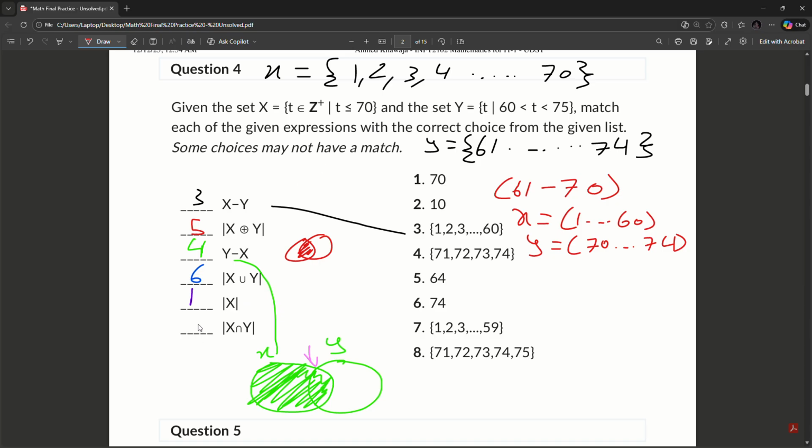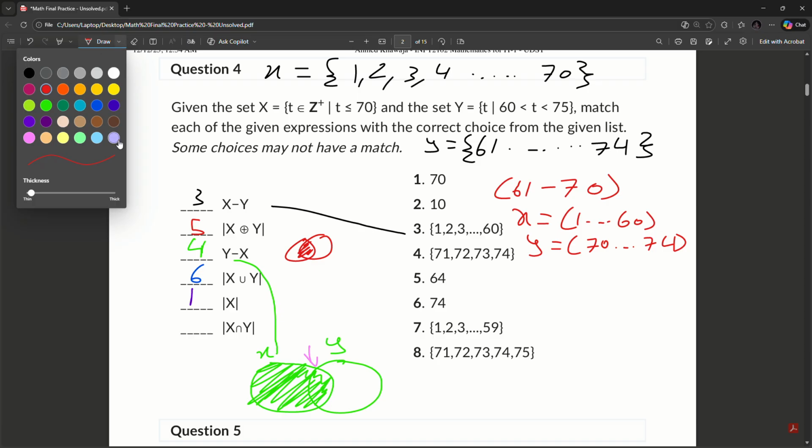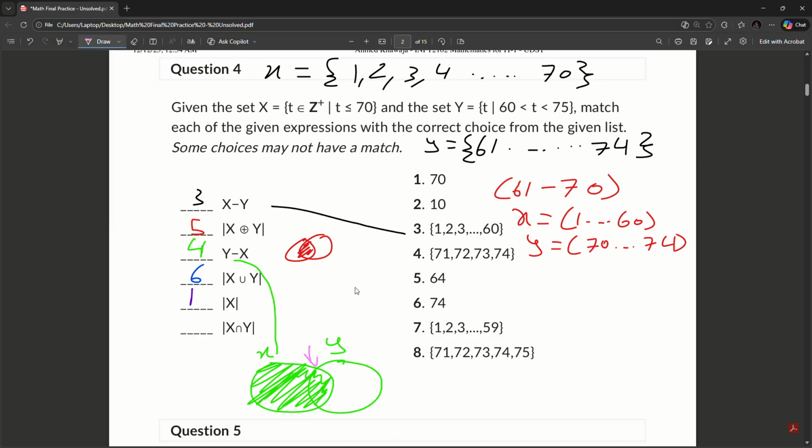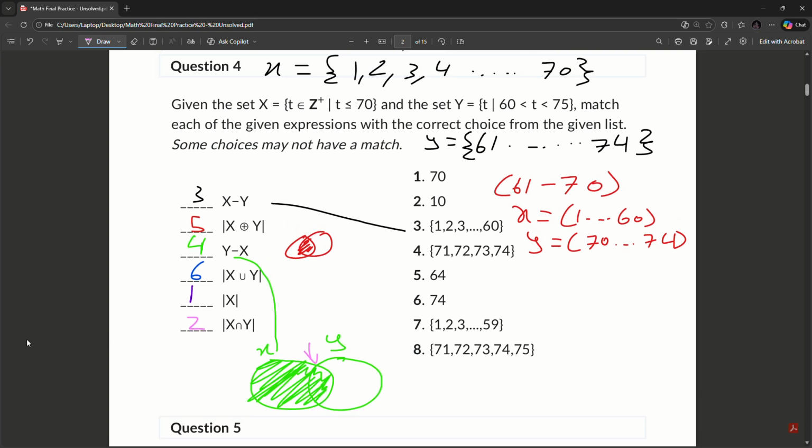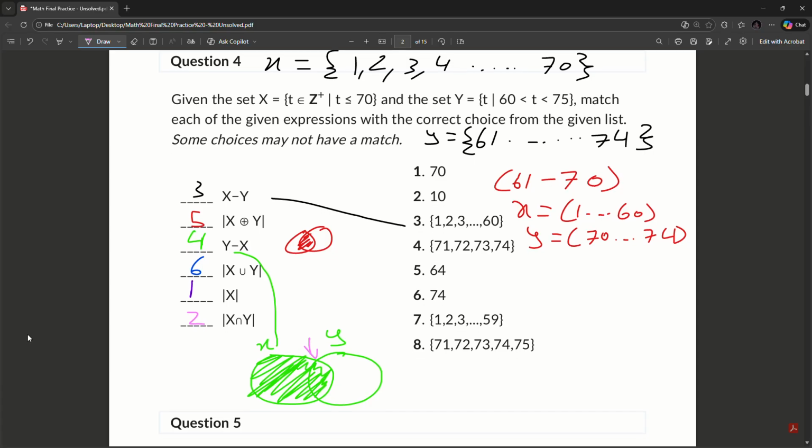And then now for x intersection y, that should be 10. Because x intersection is just what you want from the inside. From here, so it's 10, from 61 up until 70.